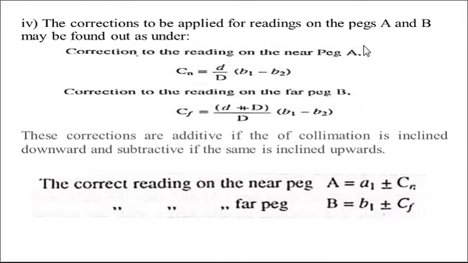So in this way this permanent adjustment is very important. We have seen permanent adjustment 1 and permanent adjustment 2, and from this we can find the correct reading if the line of collimation is not in adjustment. So this is all about today's lecture. Thank you.